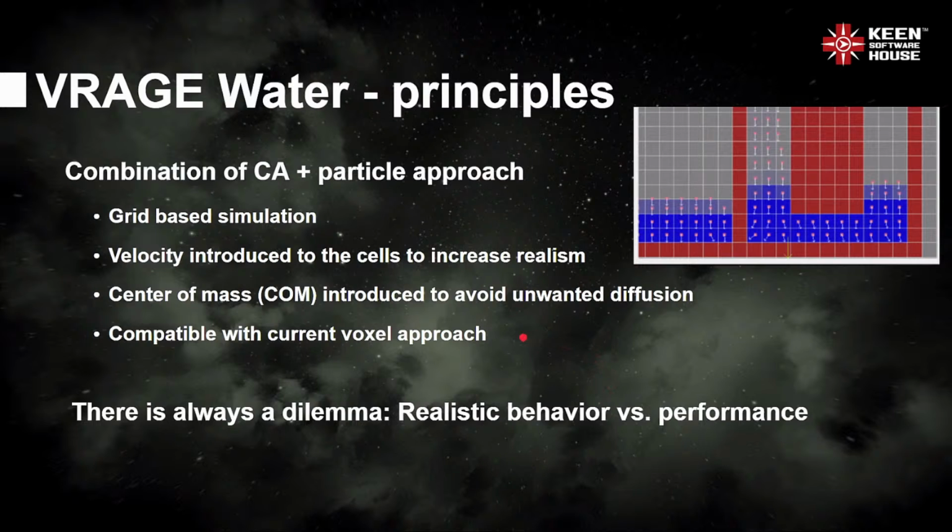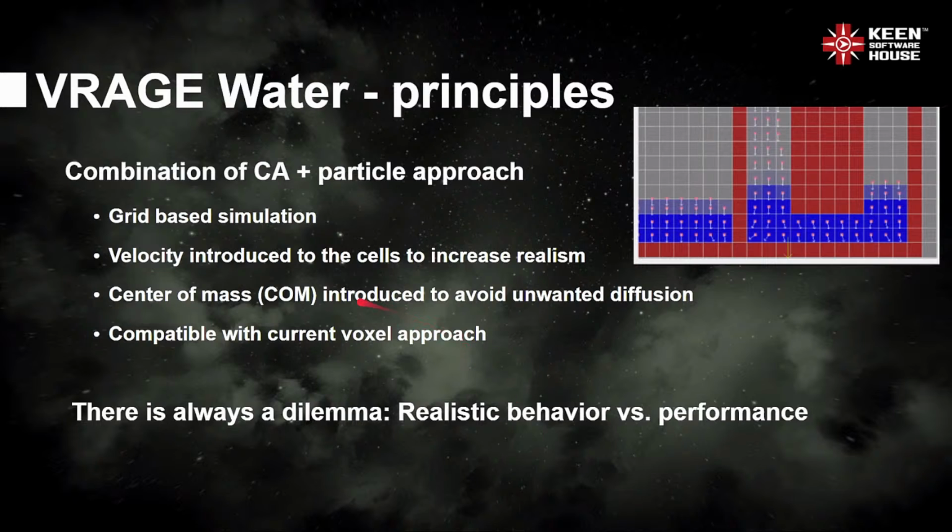One of the features I took from particles is introducing velocity into the grid simulation. Another feature I introduced is center of mass. So the center of a cell is not in the arithmetic center of the cell, but can be moved inside the cell. This helps a lot with a realistic flow of the water. And definitely, as I said, grid-based simulation is very compatible with voxel technology.